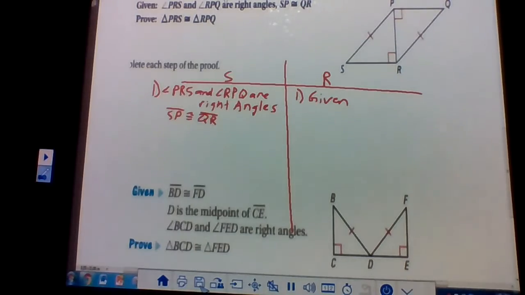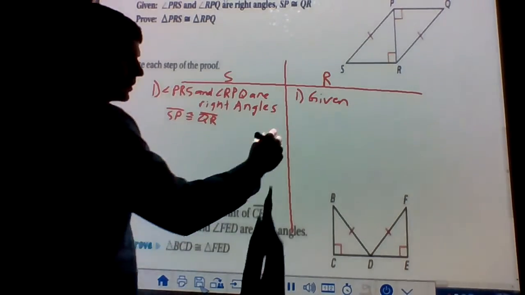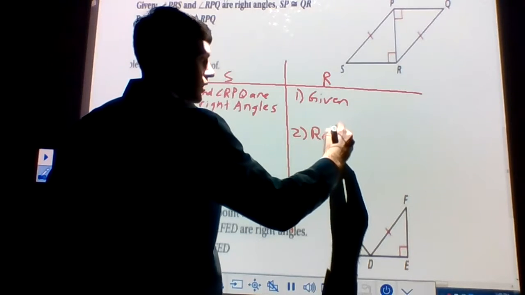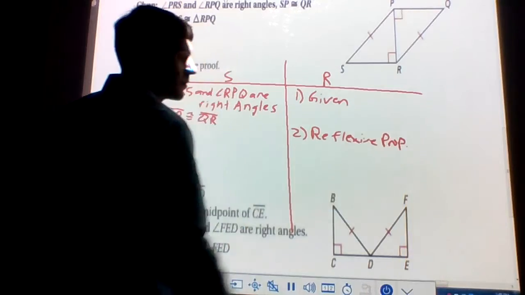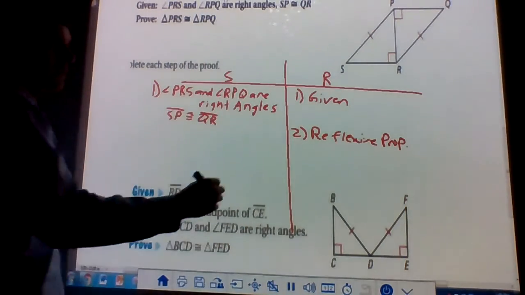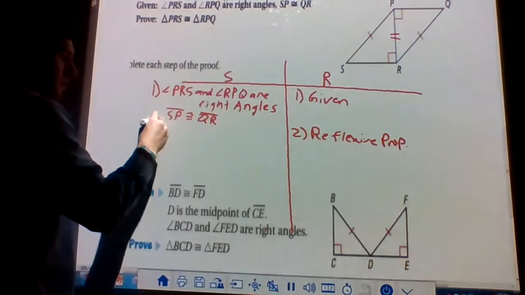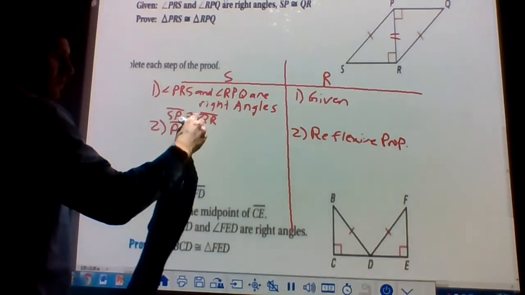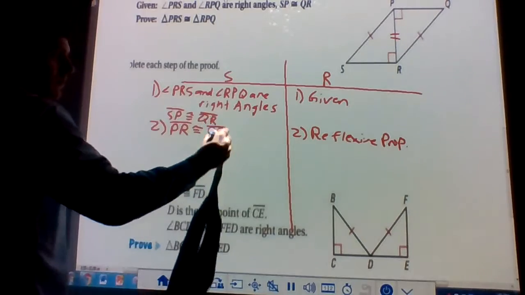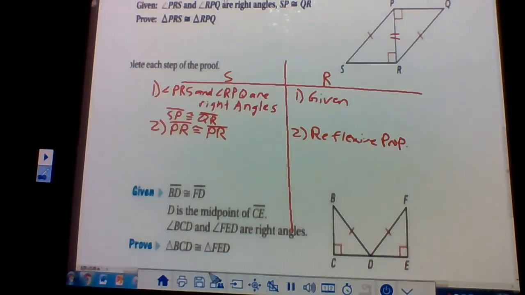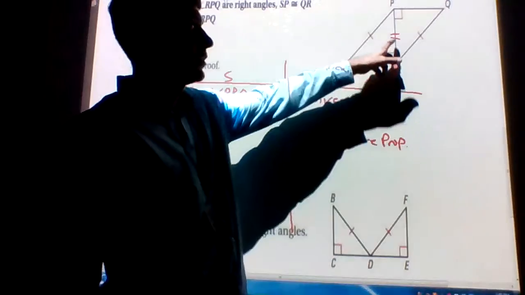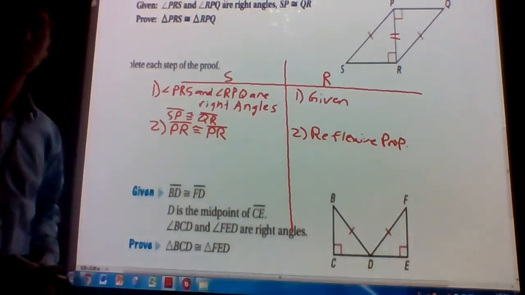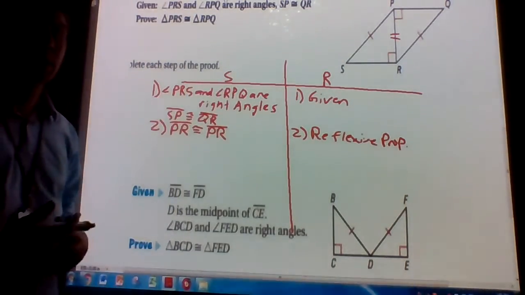If we go down our list, the first thing we have is shared sides. So we can use the reflexive property. The reflexive property will tell us that PR is congruent to PR. That's the side that's being shared in both triangles. We have right angles. We can use the right angle theorem to say that our right angles are congruent. But if we do that, we would then have angle side, which is not one of our postulates we can use. So because we have right angles, we want to look for a hypotenuse leg.